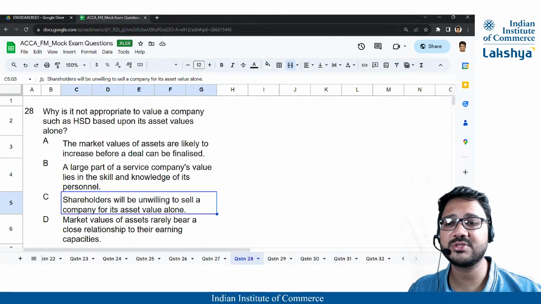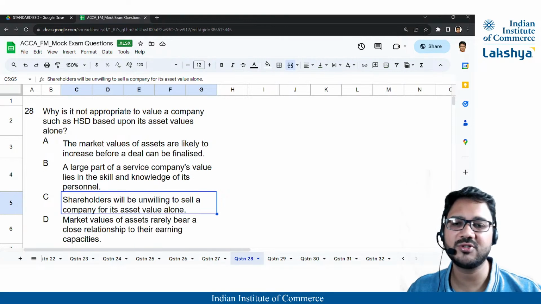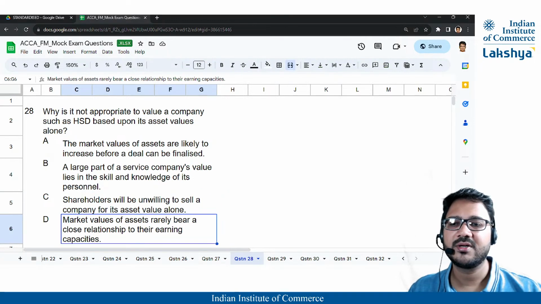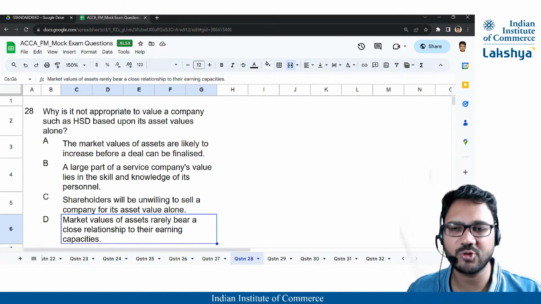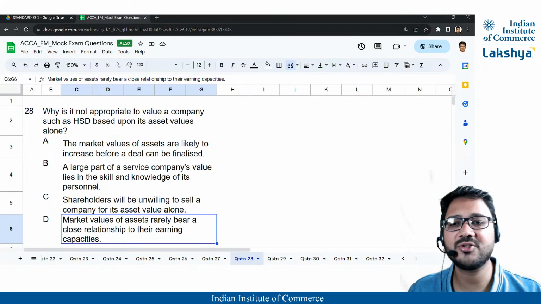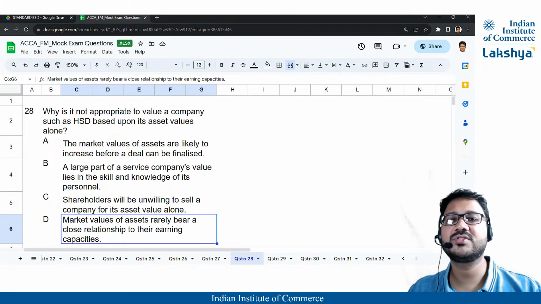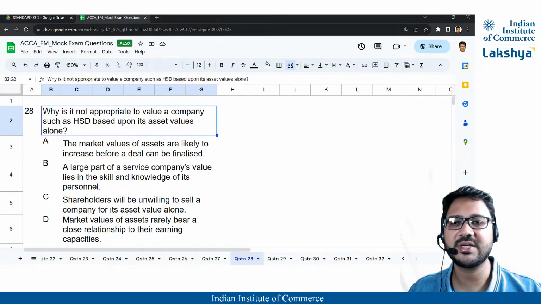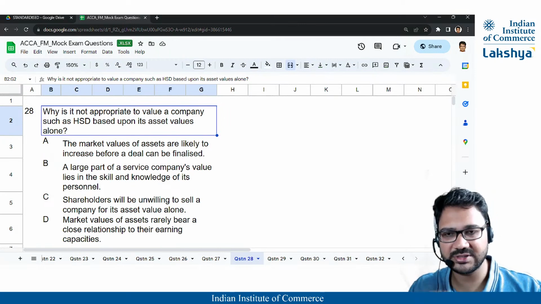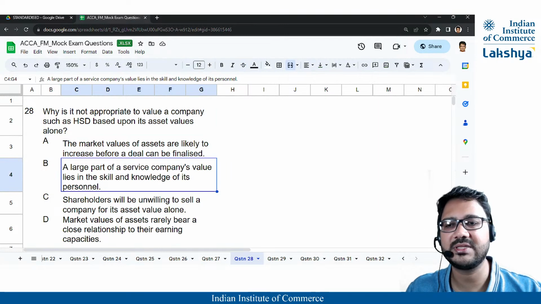Shareholders will be unwilling to sell a company for its asset value alone, which is also true. Market values of assets rarely bear a close relationship to their earnings capacity, which can partially be true also. Now, if we had to pick one, which is saying only about HSD company, why is it not appropriate to value? So, the specific reason for HSD, a service-based company, would be this.